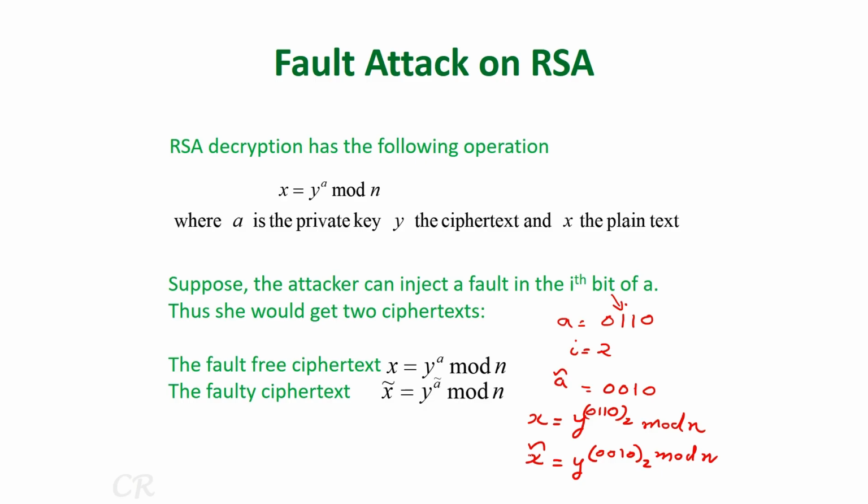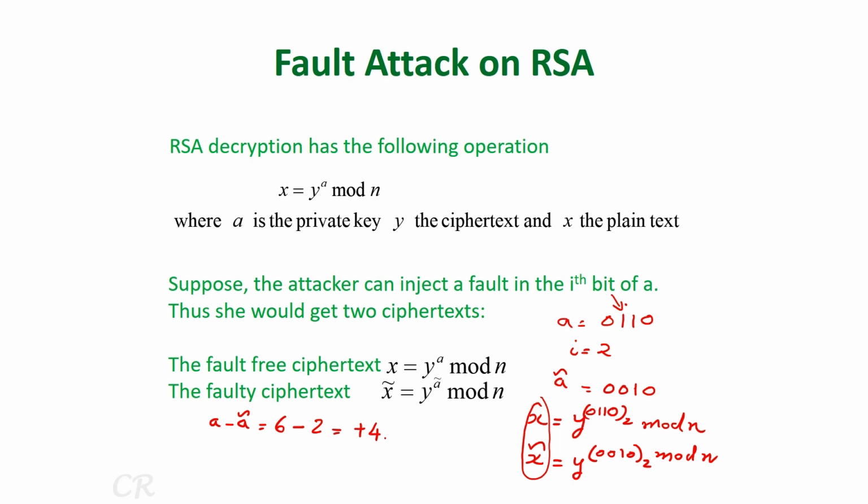Now, what the attacker has in his possession are these two values, X and X tilde. From this, he needs to identify that the original value for this ith bit should be 1. In order to do so, the first thing we observe is that if we subtract A and A tilde, A minus A tilde, we would get 6 minus 2, which is essentially plus 4.